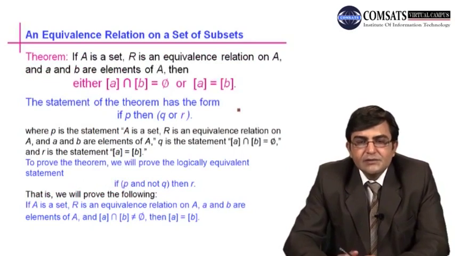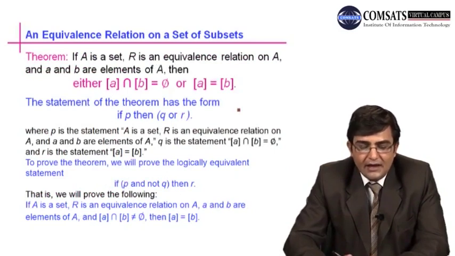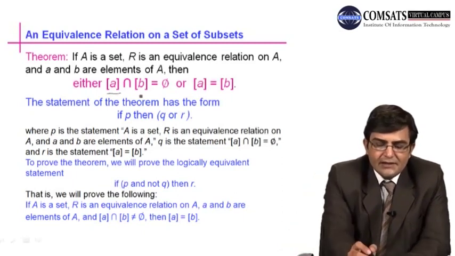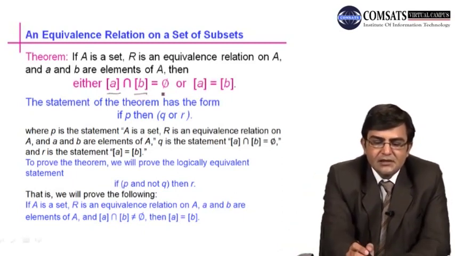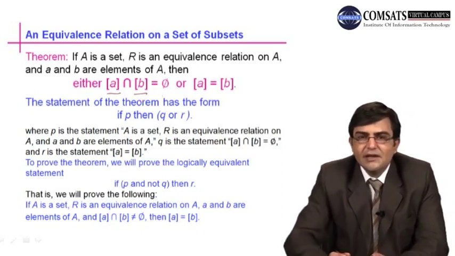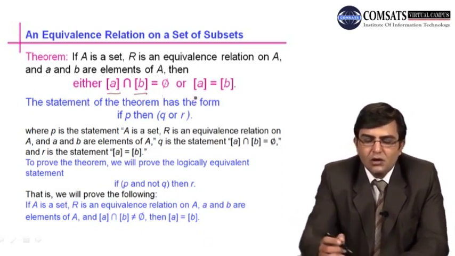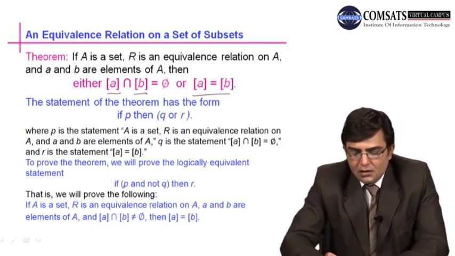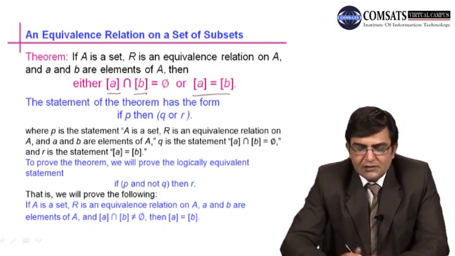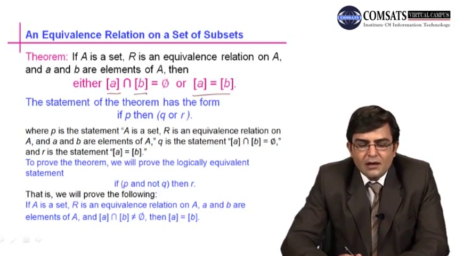Another property of the equivalence classes is basically: if A is a set, R is an equivalence relation on A, and a and b are any two elements of A, then either the equivalence class of a intersection the equivalence class of b is empty, meaning they don't have any common element, or they are equal. So this theorem is somewhat like the previous theorem.